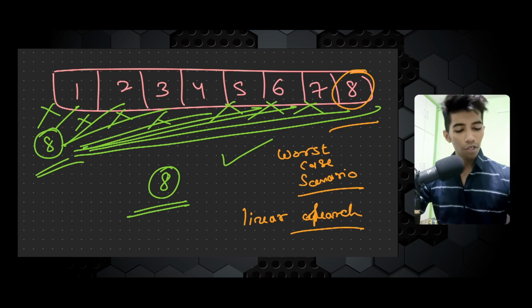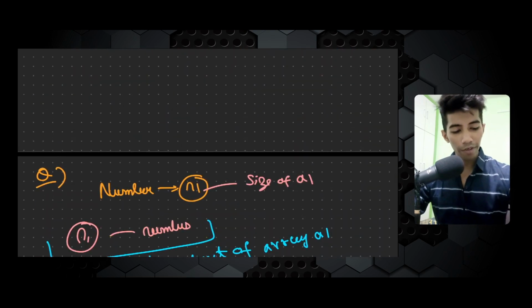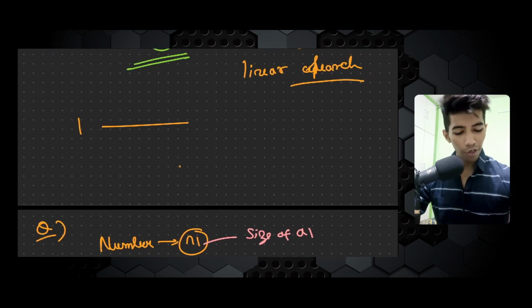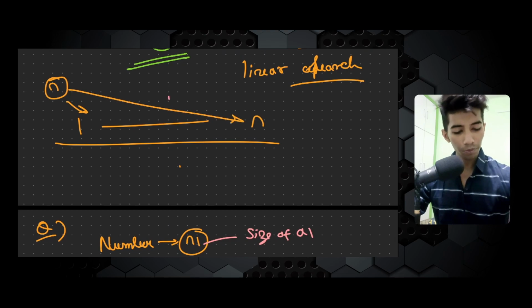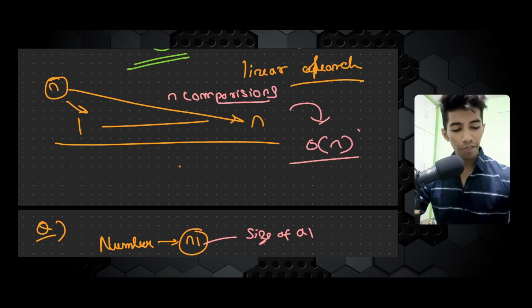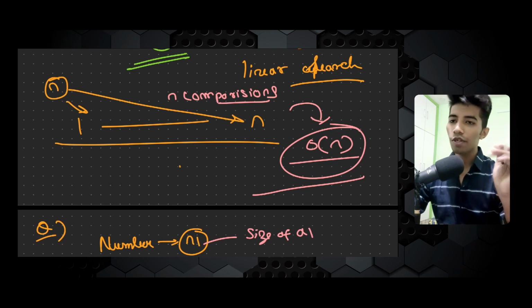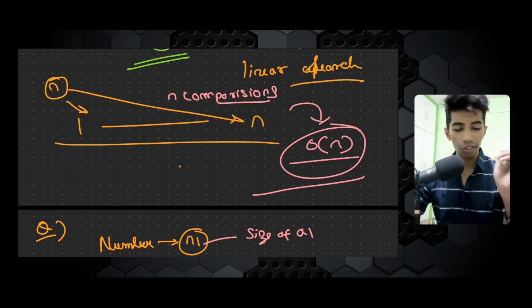Very easy. Regarding the time complexity, suppose the array has the numbers from 1 to n, and I want to search for the nth number. I will have to make n comparisons. So my time complexity is big O of n. Clear? I hope this is clear to you. This is the basic searching method which you have just done.